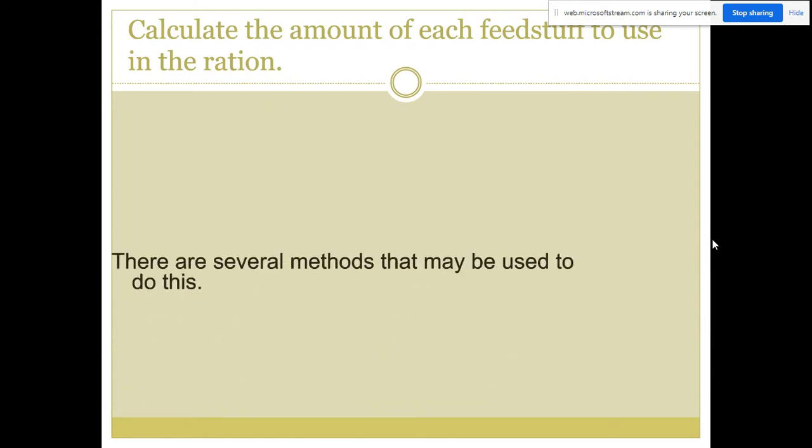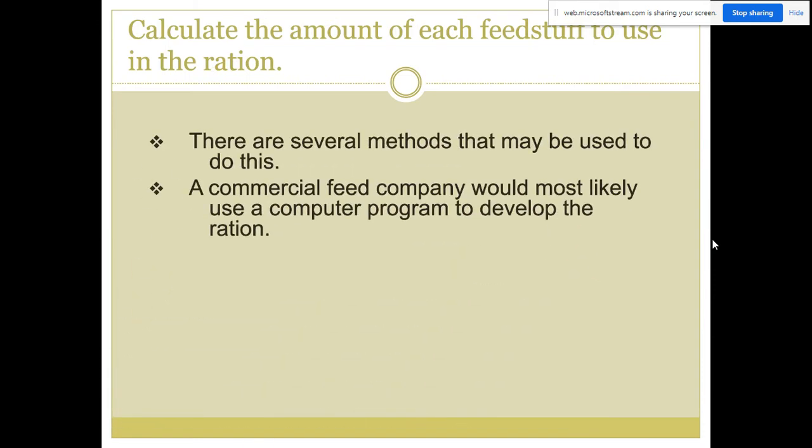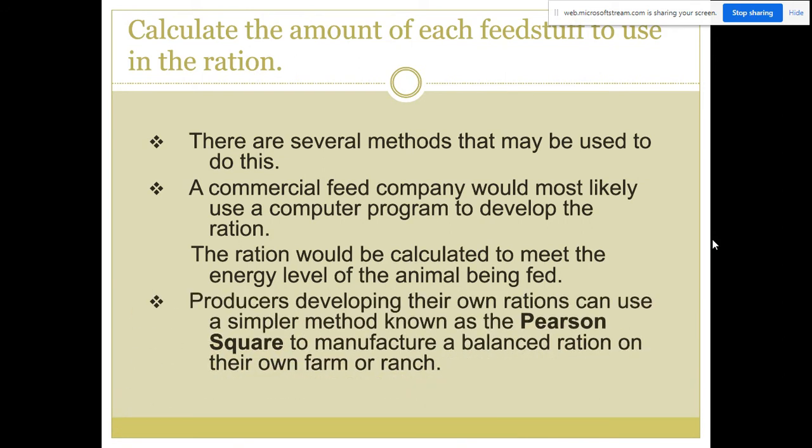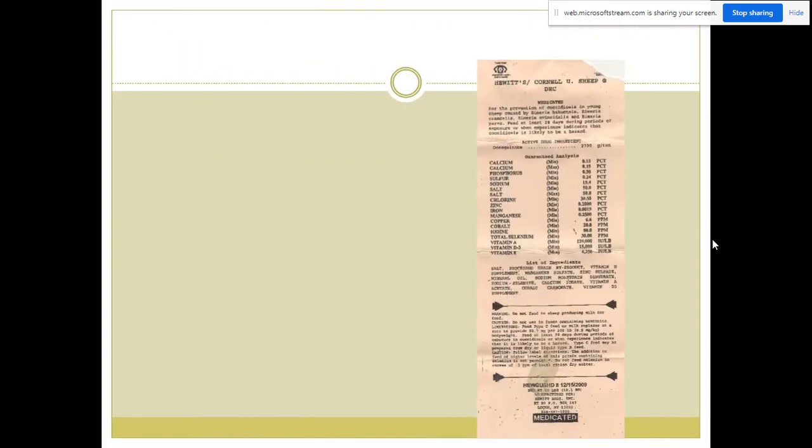Okay, if we calculate these rations, there are a lot of methods. There are commercial feed companies that use computer programs to develop a ration. That ration could be calculated to meet the energy level of the animal being fed. Producers can also develop their own rations using a simple method known as the Pearson square. Like I said, next week we're going to get into the Pearson square. It's basically just a way to develop a feed ration without having to go into too much detail.